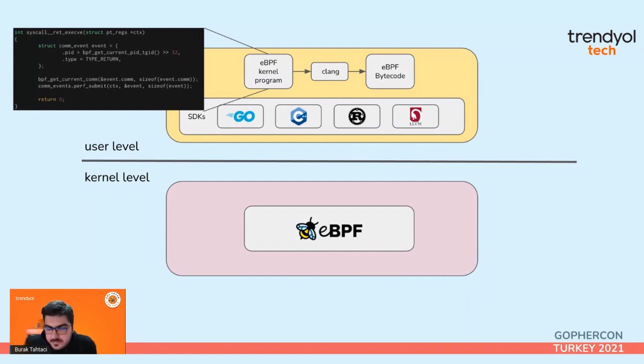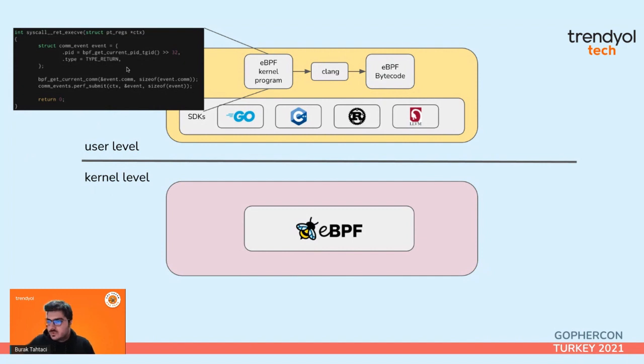Okay, as you can see here, there is an example of an eBPF kernel program that looks something like this. This function is attached to the execve system call and gets the commands which are executed, as you can see here, event.com. So this program basically listens for each execve system call that is triggered and extracts data from this event.